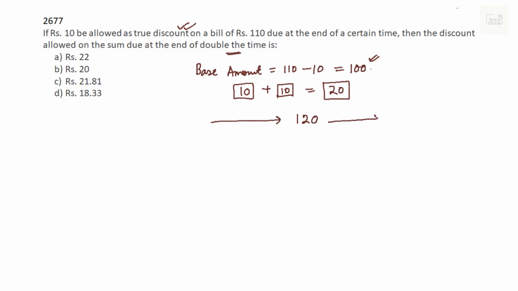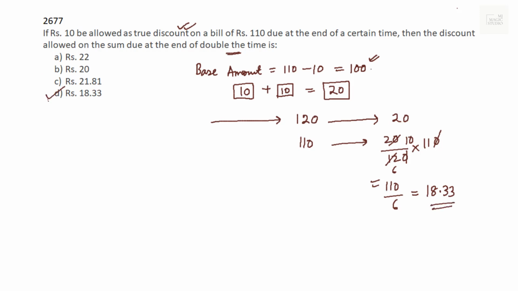Now the base was 100, so after two periods it will become 120. On 120 the total true discount is 20, and we are looking for the true discount on a bill of 110. By the simple unitary method, 20 by 120 into 110, that is 110 by 6, which gives us 18.33. Option D fits in.